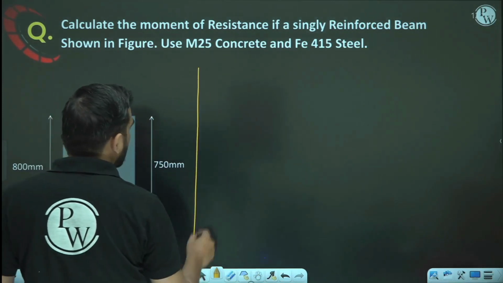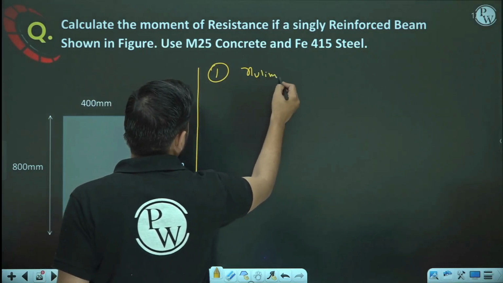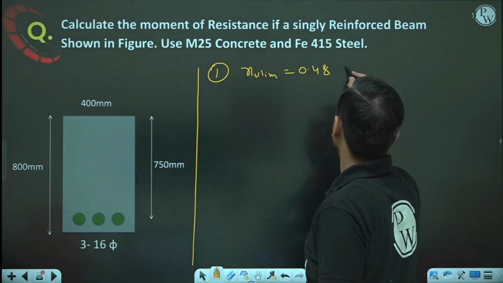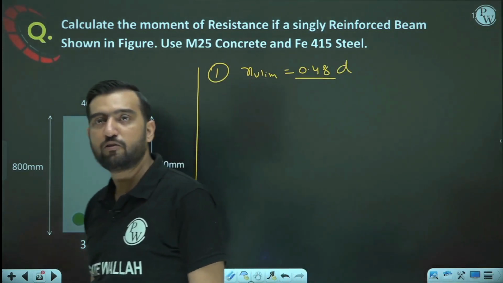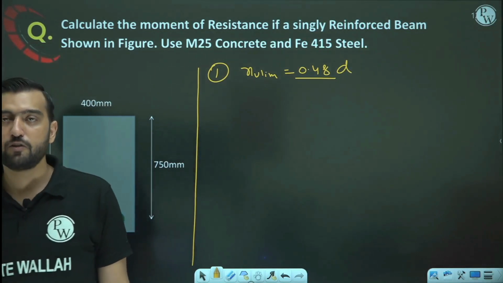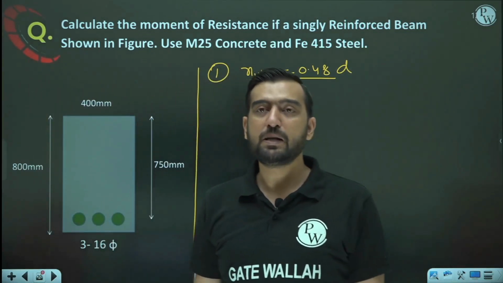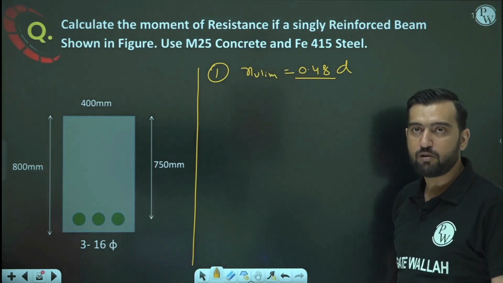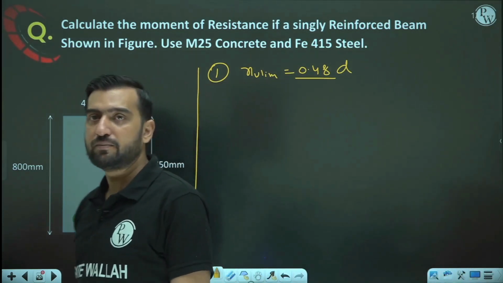So the first step is the limiting depth. Limiting is what? Xu,lim only. It is nothing but 0.48 times D. Why am I considering 0.48? Because here the grade is 415. The original formulation of Xu,lim is equal to 700 upon 1100 plus 0.87 Fy, multiplied by D. If you substitute the value of Fy as 415, you are going to get 0.48. Okay, so Xu,lim is equal to 0.48 D.